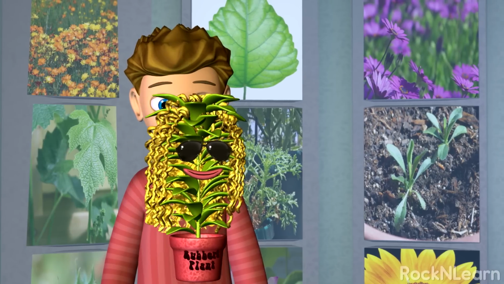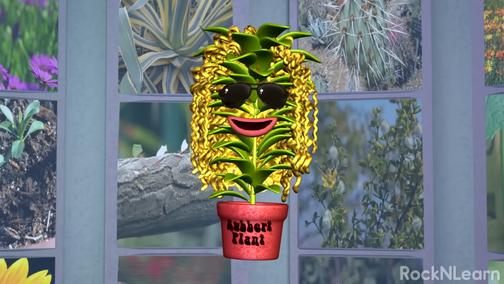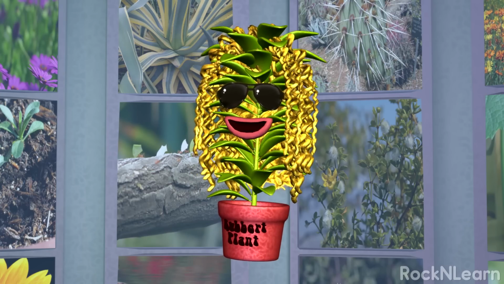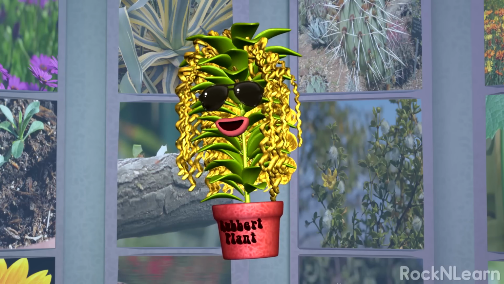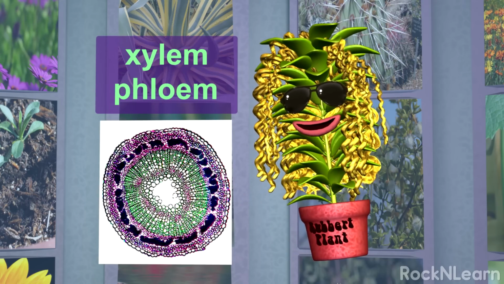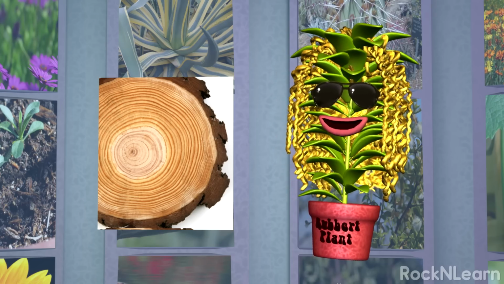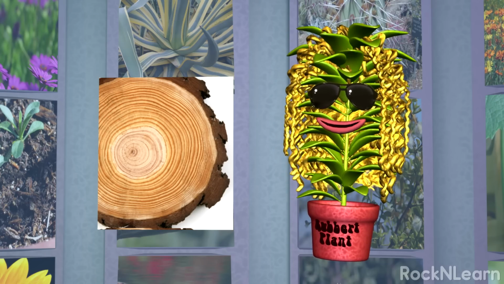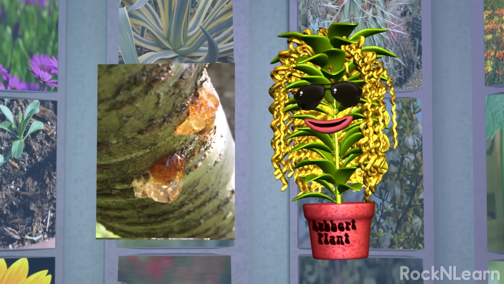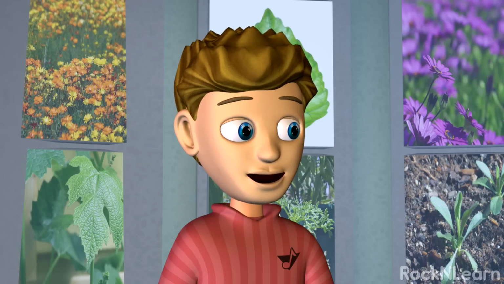Look! It's Rubbert Plant! I want to get his autograph! Hey kid, let me tell you my experience with Xylem and Phloem. They are kind of like the circulatory system of the plant. When someone chops down a dead tree, those rings are what's left of old xylem cells. And if you ever see sap dripping from a tree, that sap usually comes from the phloem. I never knew that!